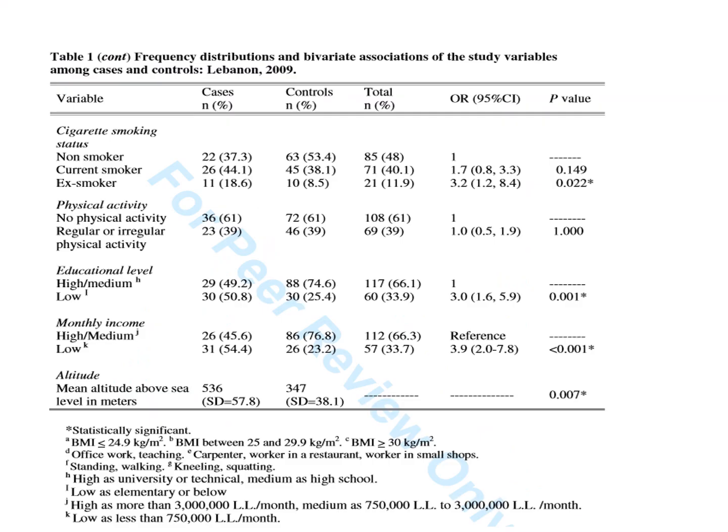Okay, this is an illustration of another clear table that presents the frequency distribution of some variables among cases and controls. This is particularly a study on knee osteoarthritis, trying to find what factors are associated with knee osteoarthritis in Lebanon. It not only reports numbers and percentages, but it also reports measures of association. The OR here is an unadjusted OR, because it is based on bivariate analysis, and the p-value for every association, with enough explanation of what's in the table. And this is, of course, only a partial table, not a complete table.